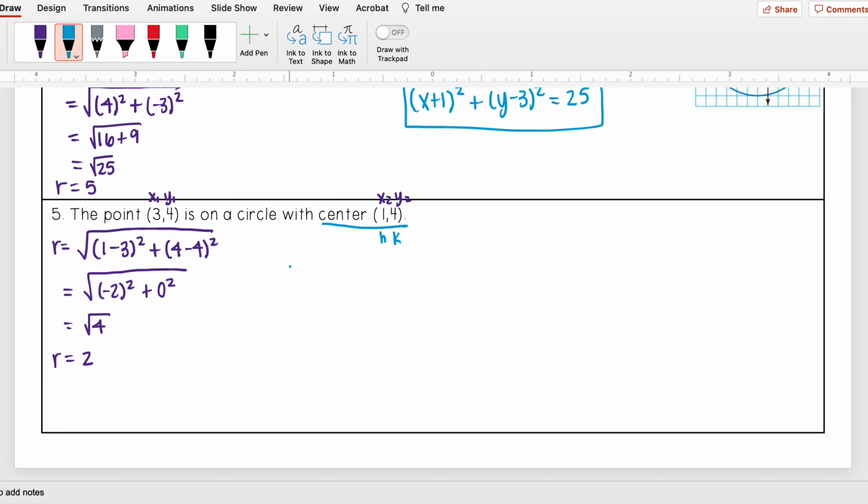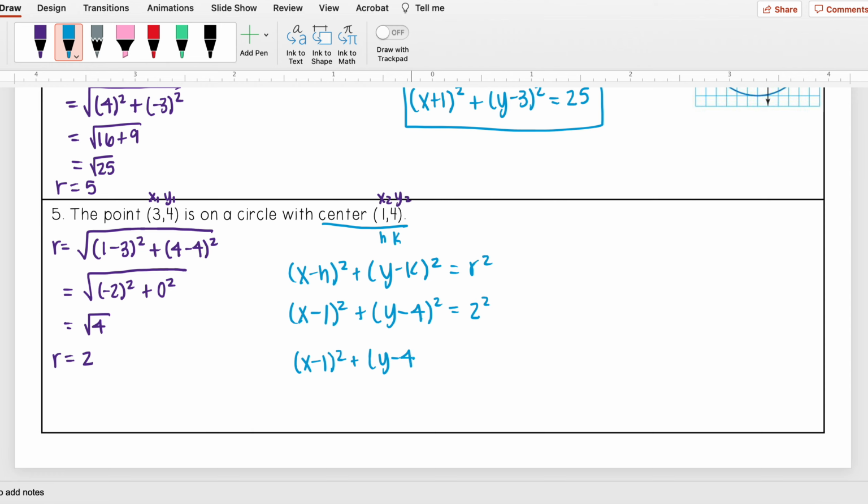Plugging that in, I know my standard equation of the circle, plugging in my values: x minus h, which is 1, squared, plus y minus k, which is 4, squared, is equal to r squared, which is 2 squared. Simplifying that out, I get (x - 1)^2 + (y - 4)^2 = 4.